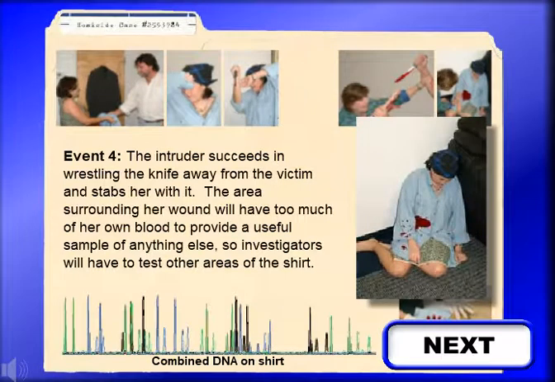Event 4. The intruder succeeds in wresting the knife away from the victim and stabs her with it. The area surrounding her wound will have too much of her own blood to provide a useful sample of anything else, so investigators will have to test other areas of the shirt.